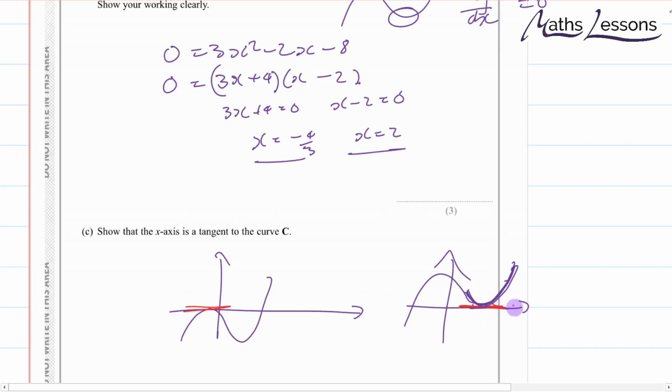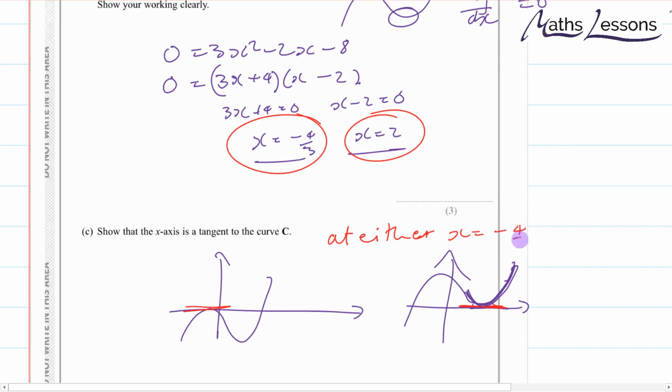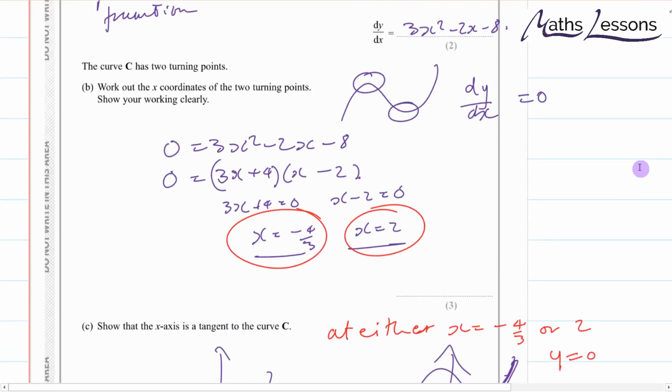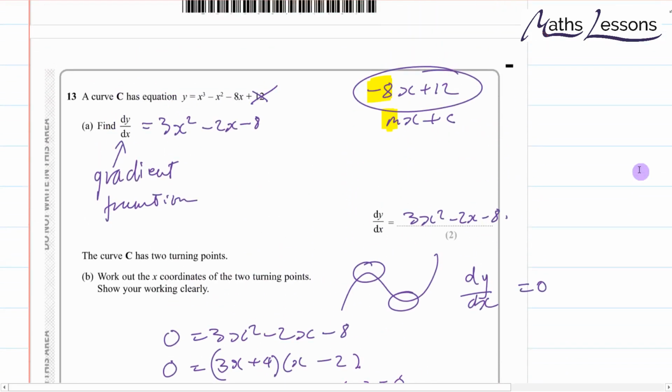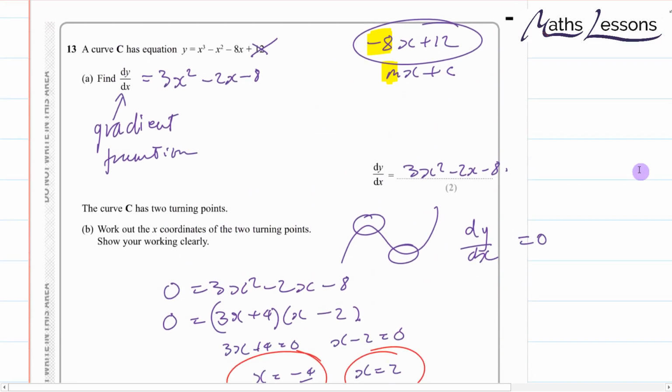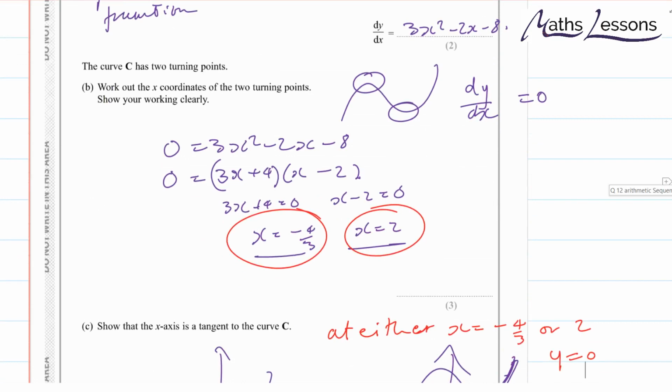So if the x-axis forms a tangent at one of those 2 points, that means at one of these 2 points, the y value must equal 0. So at either x equals minus 4/3 or x equals 2, y will equal 0. So you put these two things back into your original equation. So our original equation is x cubed minus x squared.